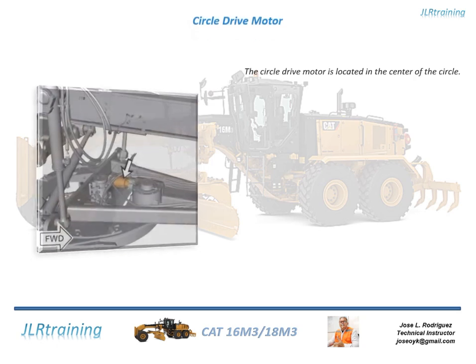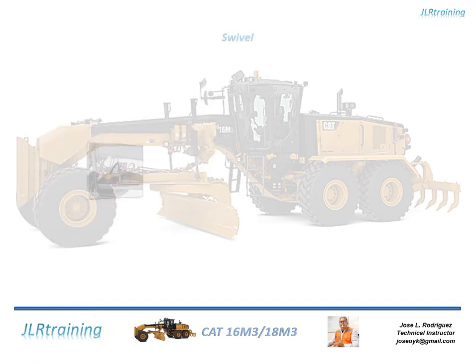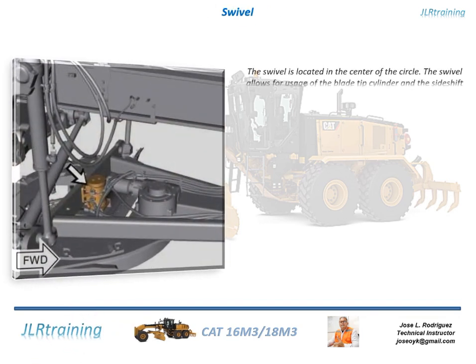Circle drive motor. The circle drive motor is located in the center of the circle. Swivel. The swivel is located in the center of the circle. The swivel allows for usage of the blade tip cylinder and the side shift cylinder as the circle is rotated.